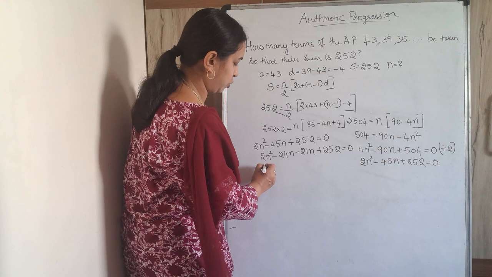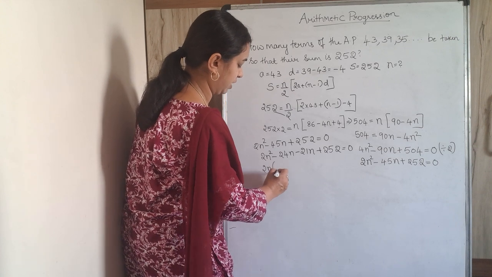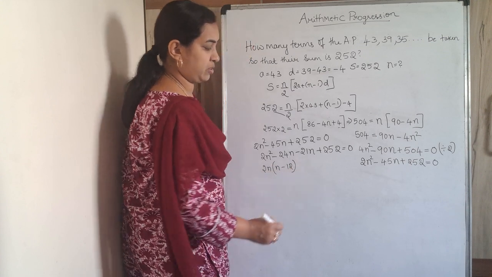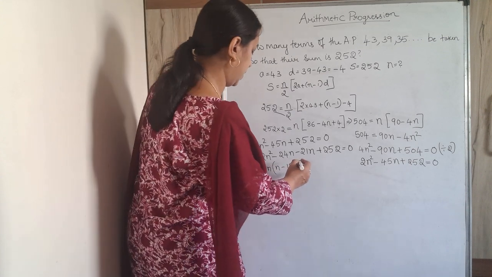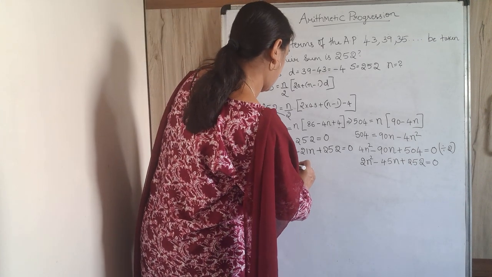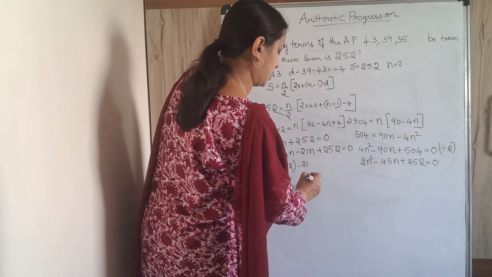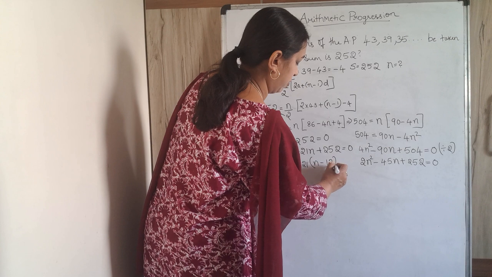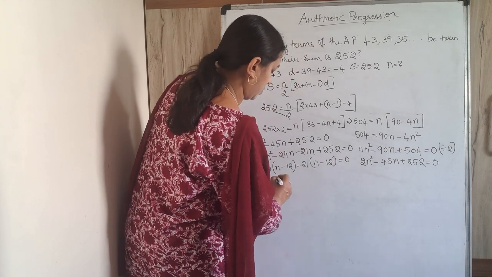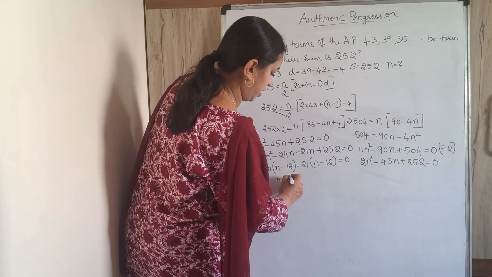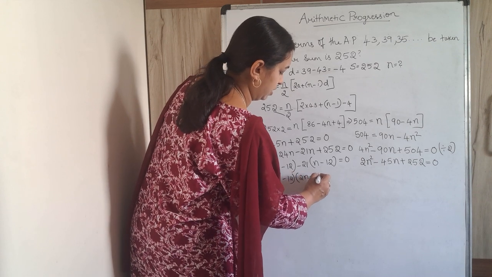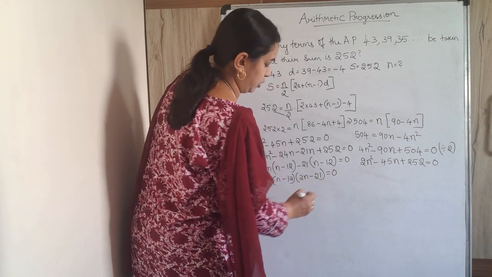Okay, I'll take 2N as common factor here. So it will be N minus 12. Okay, and I'll be taking minus 21 as a common factor here. So it will be N minus 12. So N minus 12 into 2N minus 21 equals 0.